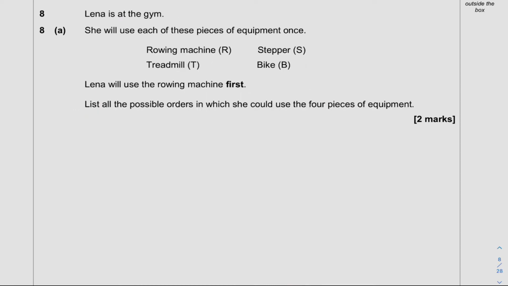Okay, question 8. Lena is at the gym. She will use each of these pieces of equipment once, and we've got row machine, treadmill, stepper and bike. Lena will use the row machine first, and then we need to list all the possible orders in which she could use the 4 pieces of equipment. So they've already denoted a letter for each of these machines, so we don't have to do that. So she uses the row machine first, so that's always going to be the case.